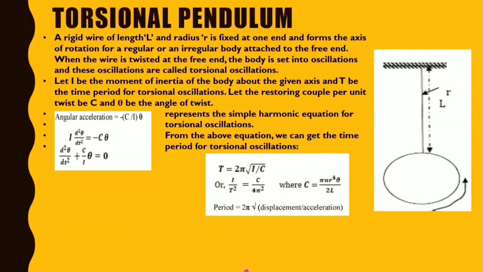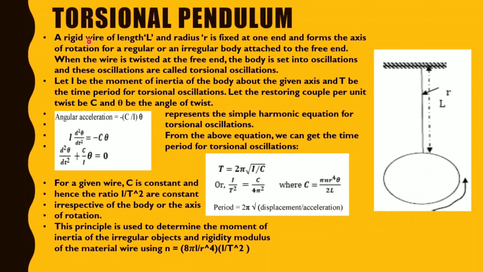So see, a rigid wire of length L and radius R is fixed at one end and forms the axis of rotation for a regular or an irregular body. One end will be fixed, another end will be free, and the length is L and the radius is R. When the wire is twisted at the free end, it will start oscillating, and this oscillation is known as torsional oscillation.